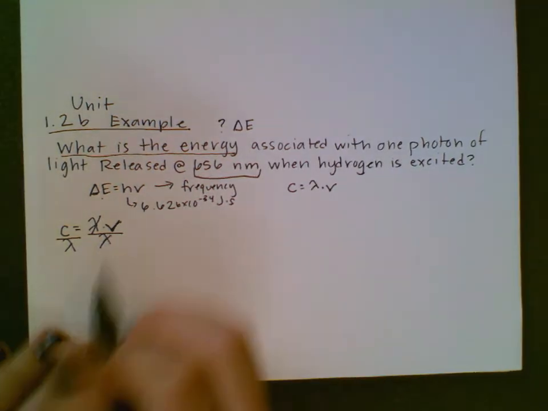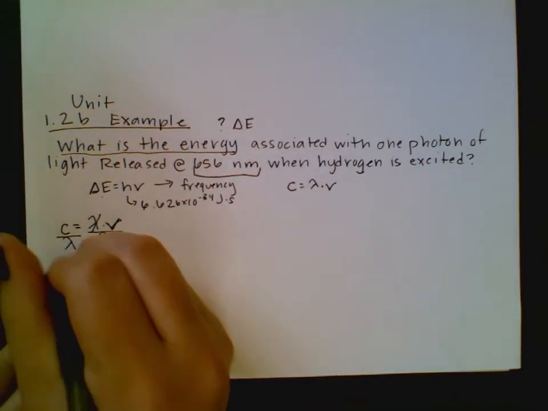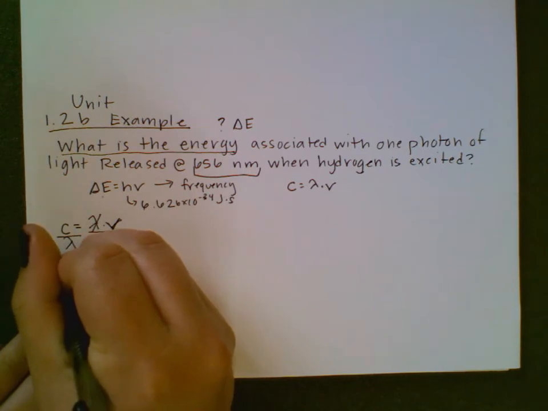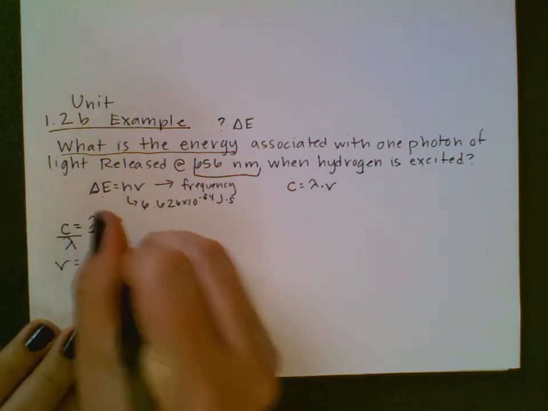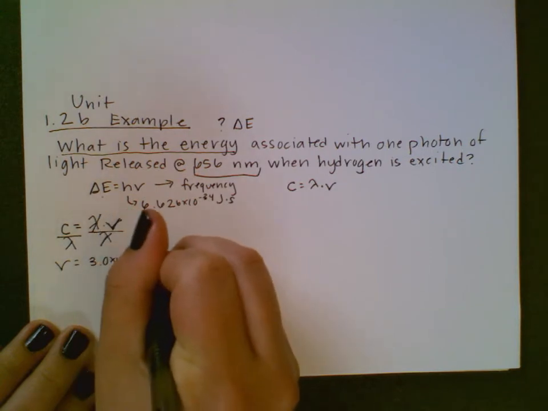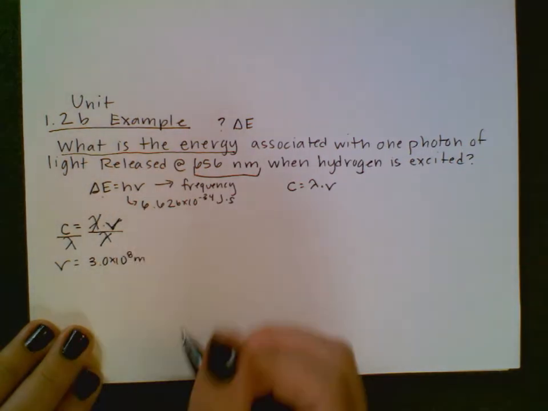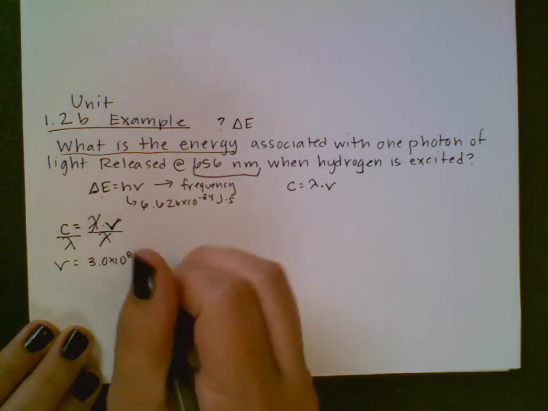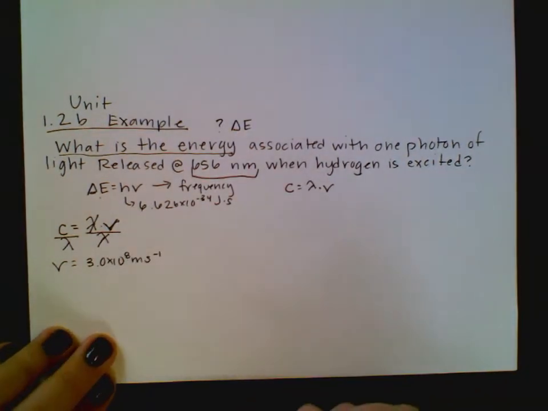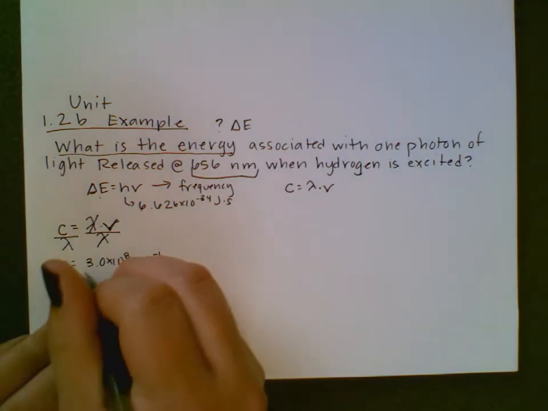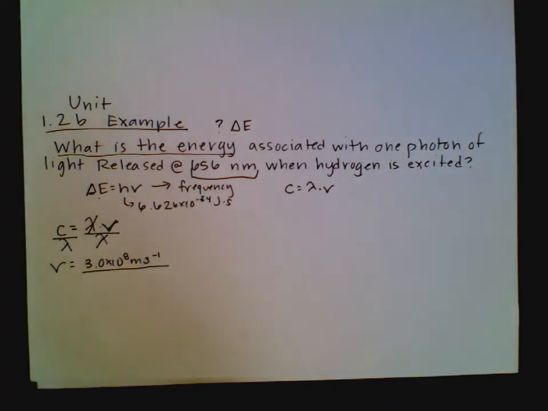So I'm going to find my frequency here. I'm going to find my frequency by taking my speed of light, which is 3.0 times 10 to the 8th meters per second. If you don't like to write meters per second, if that confuses you, you can write that as meters seconds to the negative 1 if that makes you feel any better. And then we are going to divide that by our wavelength.